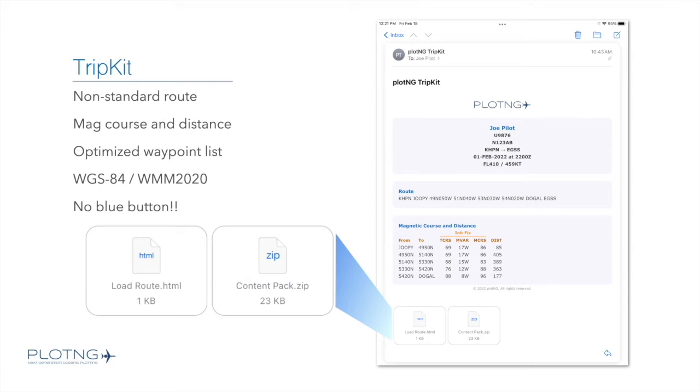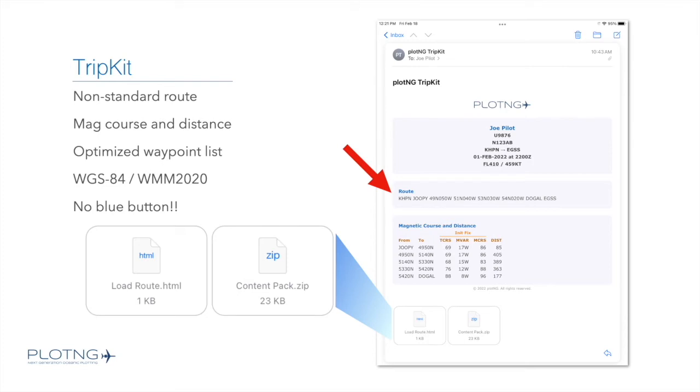Also notice the size of the content pack. It's 23 kilobytes. This is down from 600 kilobytes. Because of this reduction in size, in-flight reroutes that could benefit from a new plotNG trip kit no longer require any special plotNG commands in the subject line of the email. Everything downloads in an instant. Your Wi-Fi costs are much less expensive, and your connectivity will be far more reliable.